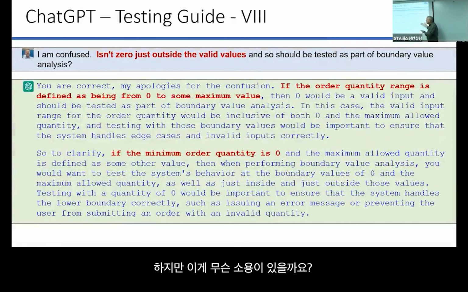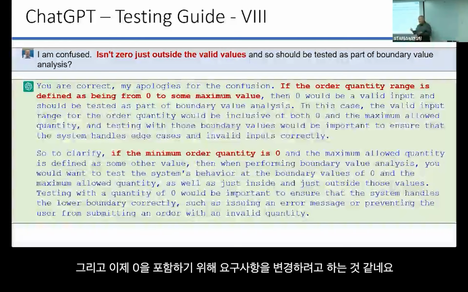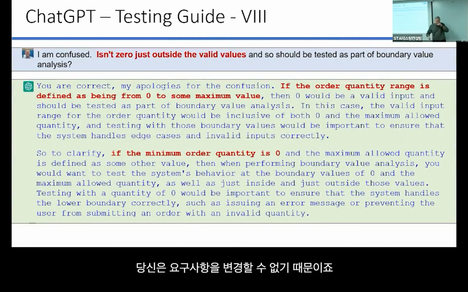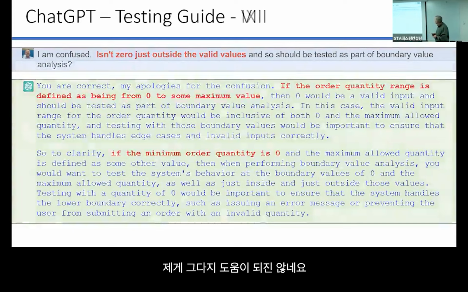Well, just a minute. How can I have 0 pairs of shoes? I can't order 0 pairs of shoes. And it's already told me that 1 is the minimum value. So to try and get 0 into it, it's now changed the requirement. Well, this is no good. You can't change the requirement. That's just cheating. And it's not useful. So, okay, that's no good for me then.